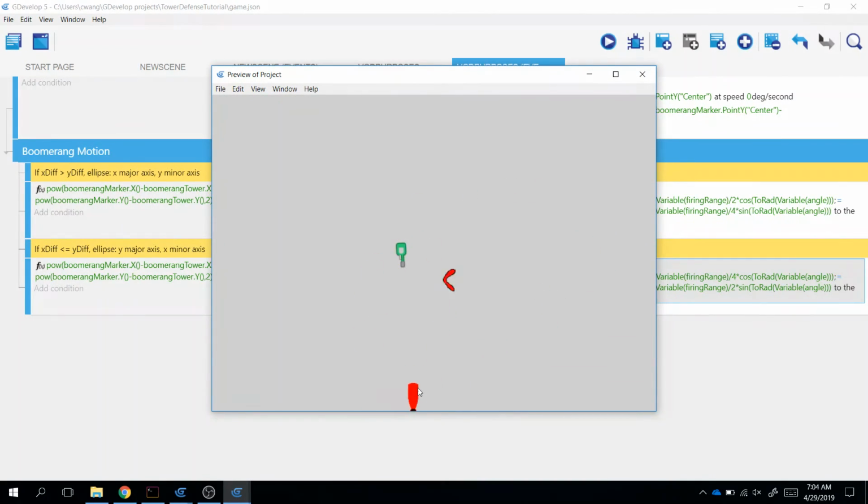Hey, awesome, it works. Now, there's a problem though, right here. How do we fix that?